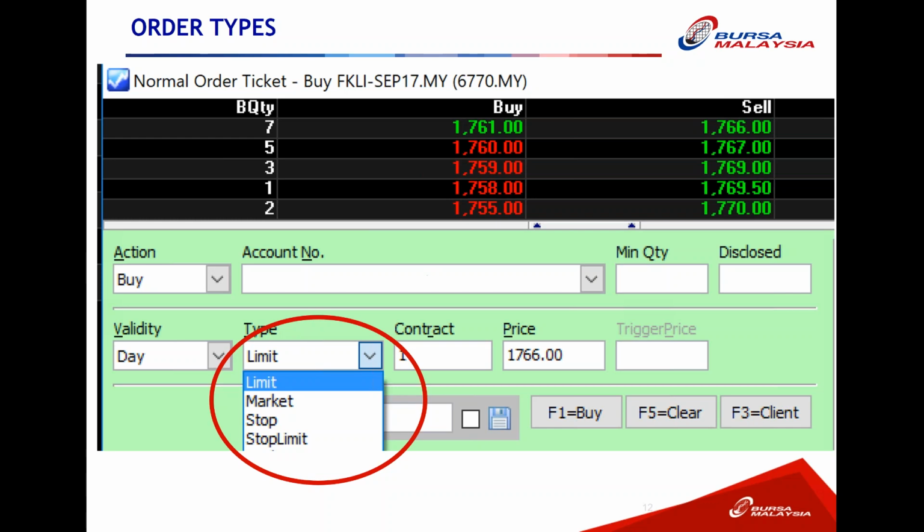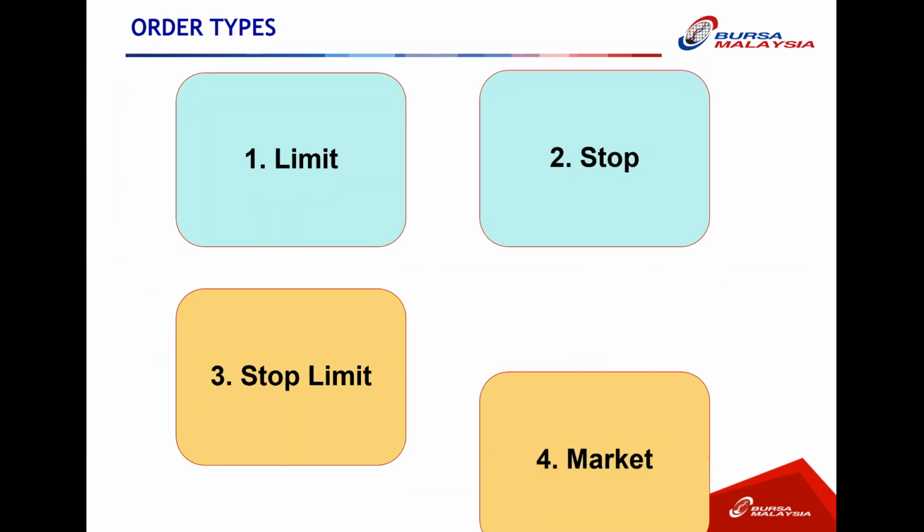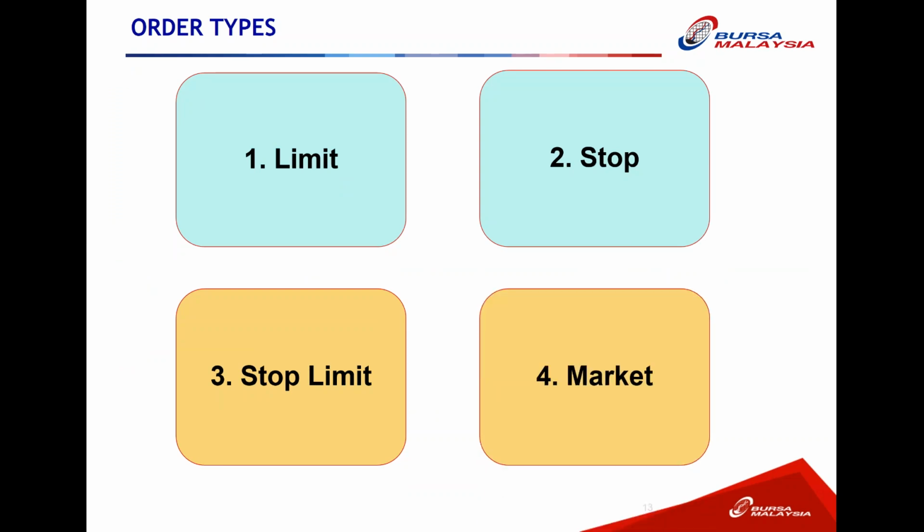Later, I will explain the different order types, what they are, how to use them, etc. Now, I repeat, for the Malaysian market, we have 4 order types. First is limit orders. Second is stop orders. Third is stop limit orders. And the fourth is market orders. For today's session, and for beginners, you just focus on number 1 and number 2, which are limit orders and stop orders. Don't do stop limit orders and market orders.